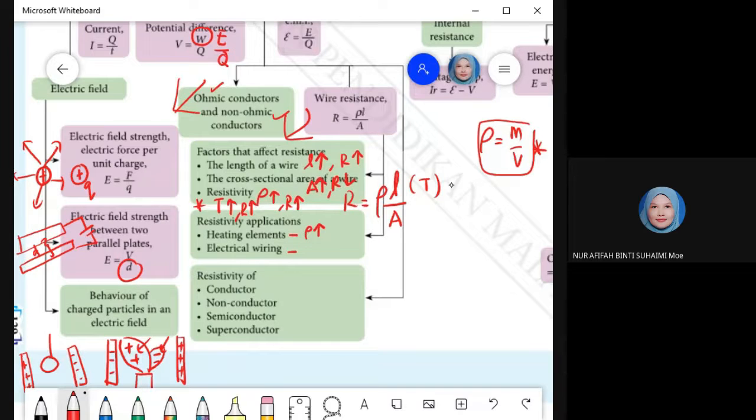Right. And for electrical wiring kita tak nak wire tu panas macam heating element. So electrical wiring kalau boleh kita nak reduce dia punya temperature, tak nak bagi dia cepat panas. Nanti kalau panas, apa jadi pada fuse dalam plug? The fuse will melt and break down the circuit. So electrical wiring mesti dia punya resistivity low. Low resistivity and low resistance.